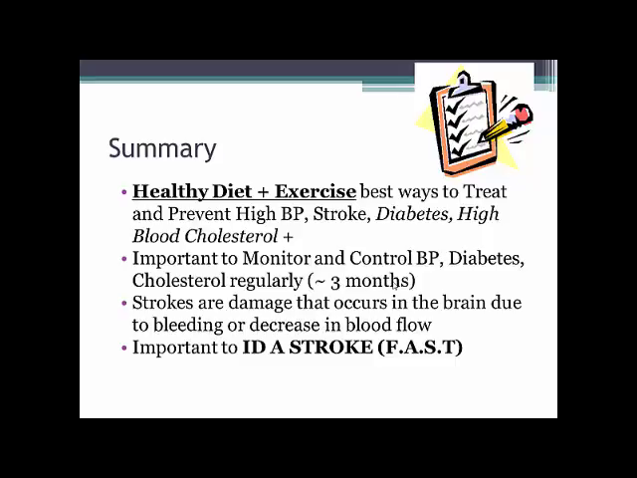And it's important to identify a stroke via the FAST mnemonic. F stands for face, so facial asymmetry: one side of the face goes up while the other side does not work as well if you ask the person to smile. A stands for arm weakness. S stands for slurring of speech or speech problems. T stands for time to call 911.